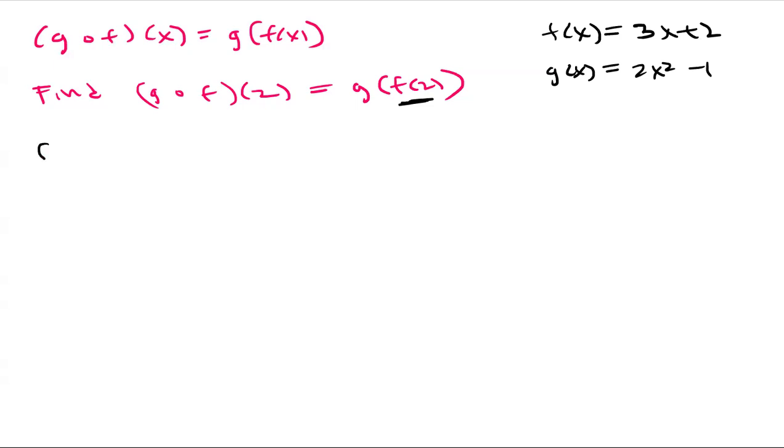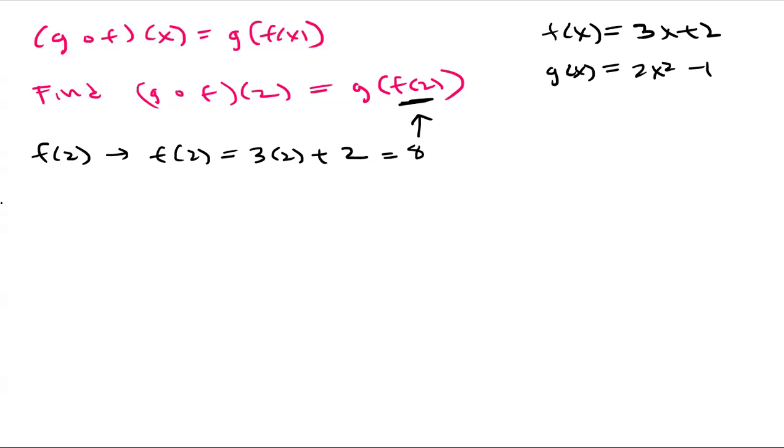All right. So again, I'm looking for f of 2, and that's going to be 3 times 2 plus 2. Okay. So that's going to give me 6 plus 2, which is 8. Okay. So now I'm going to replace f of 2. So 8 is going to go in for f of 2. So that's what I'm going to look for next.